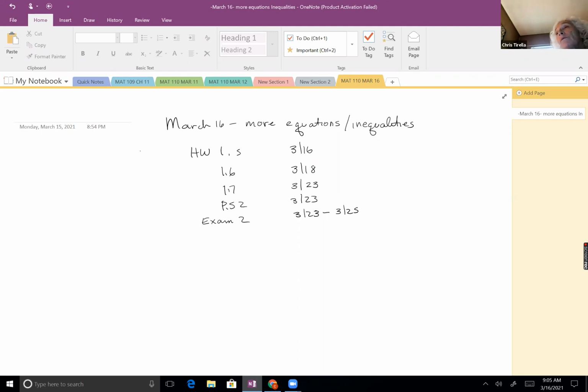the rules for inequalities in terms of addition, subtraction, multiplication, and division. And then we're going to start solving compound inequalities. And hopefully we'll have time to start looking at absolute value inequalities.